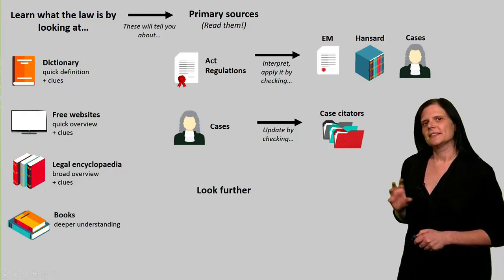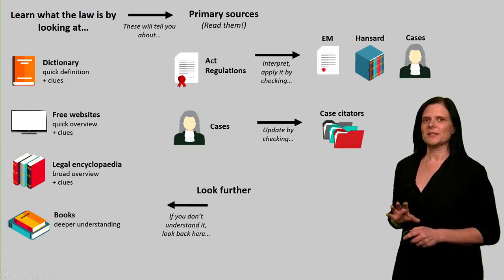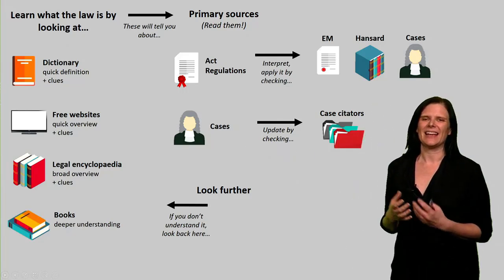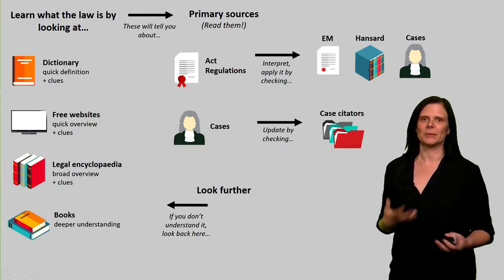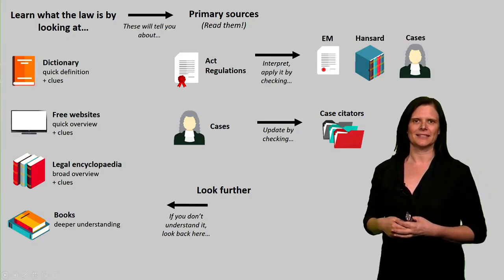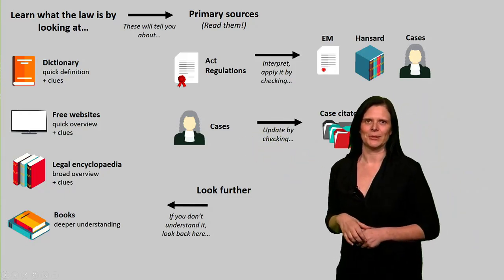So if there's something that you're completely confused by when you've been reading these primary sources, that's when you might want to go back to your secondary sources and see if they write about it in a way that makes a little bit more sense to you, because sometimes these acts can be quite convoluted, cases can be very long-winded, and these can really break them down a bit easier for you.